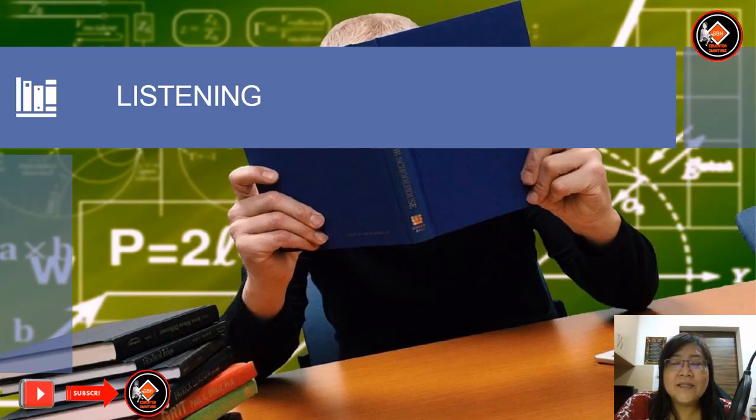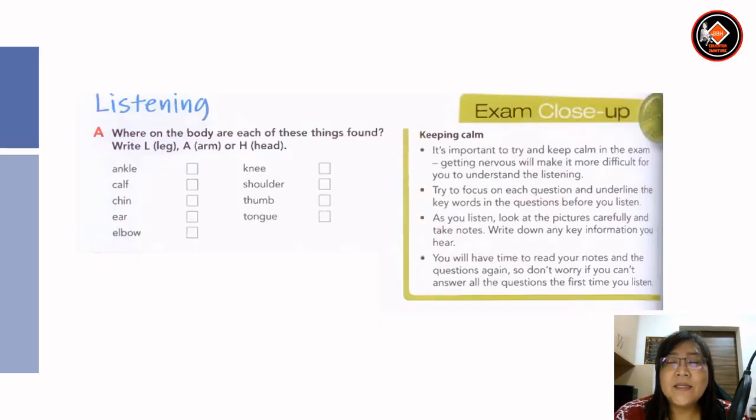Dear students, let's continue with the listening lesson. Dear students, let's go through the exam close-up notes. Keeping calm. It's important to try and keep calm in the exam. Getting nervous will make it more difficult for you to understand the listening. Try to focus on each question and underline the keywords in the questions before you listen. As you listen, look at the pictures carefully and take notes. Write down any key information you hear. You will have time to read your notes and the questions again. So don't worry if you can't answer all the questions the first time you listen.